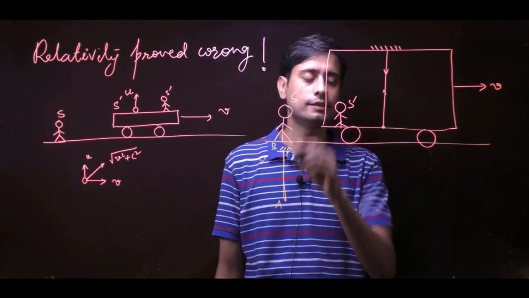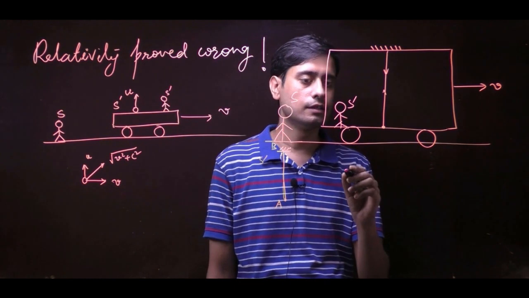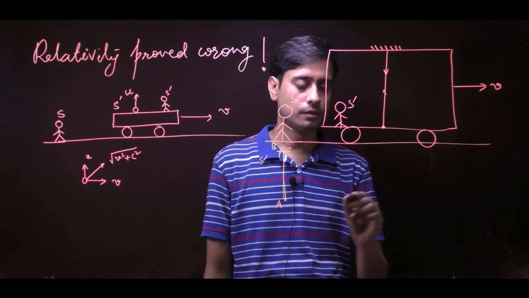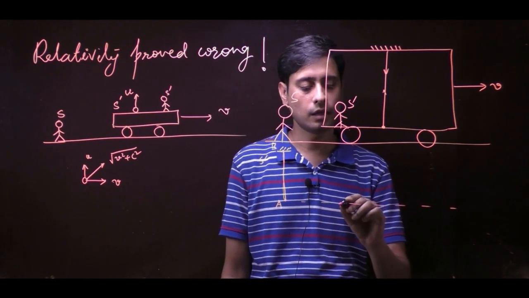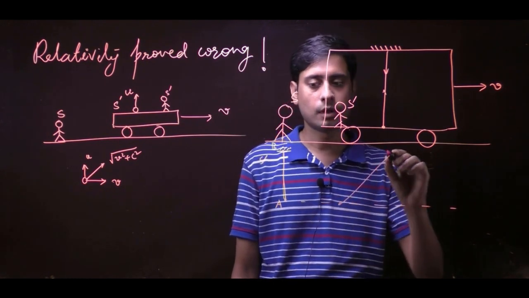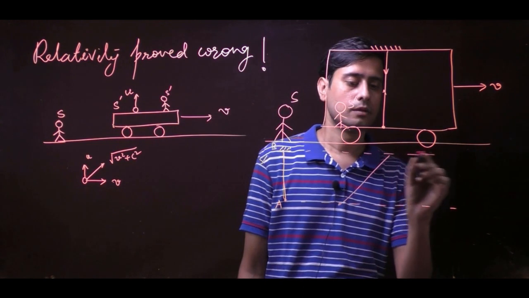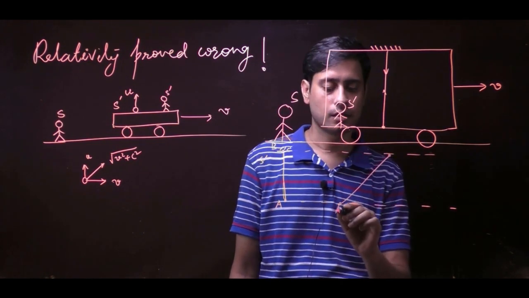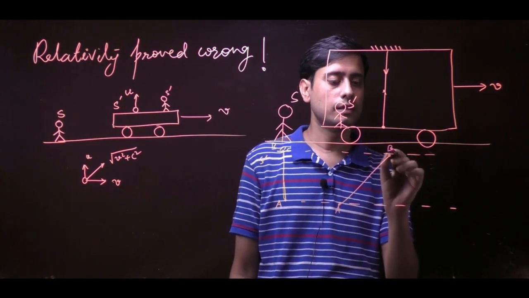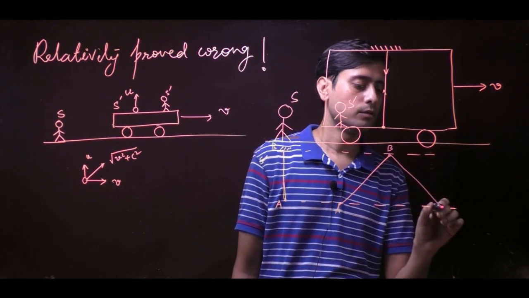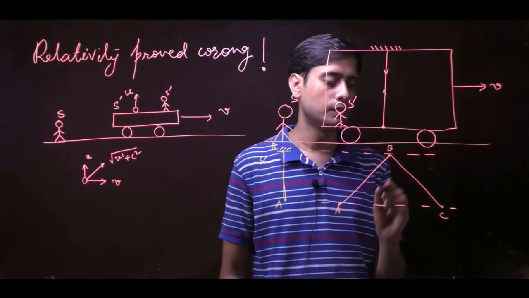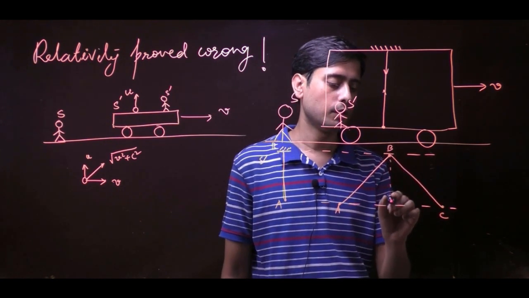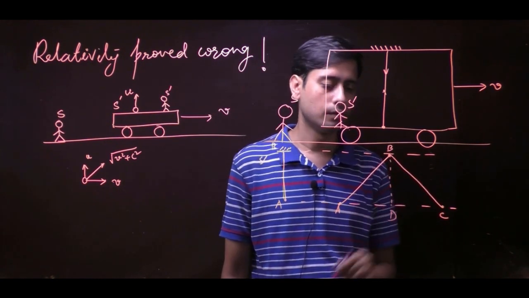Now what will S see? S will see that the light ray starts from a point A, goes to B and then goes to C, because the train has moved some distance. Now draw a perpendicular, and this is D.